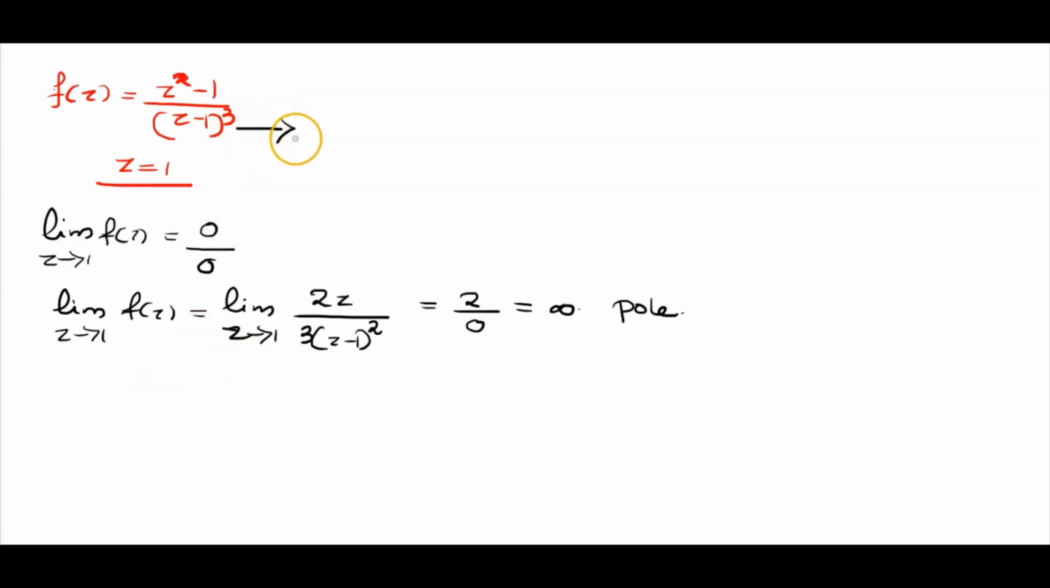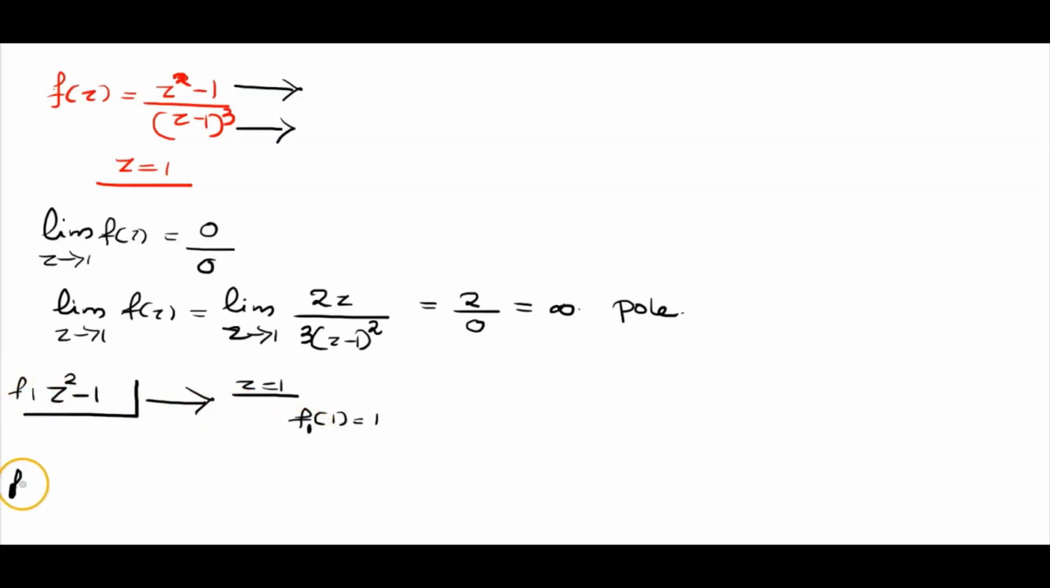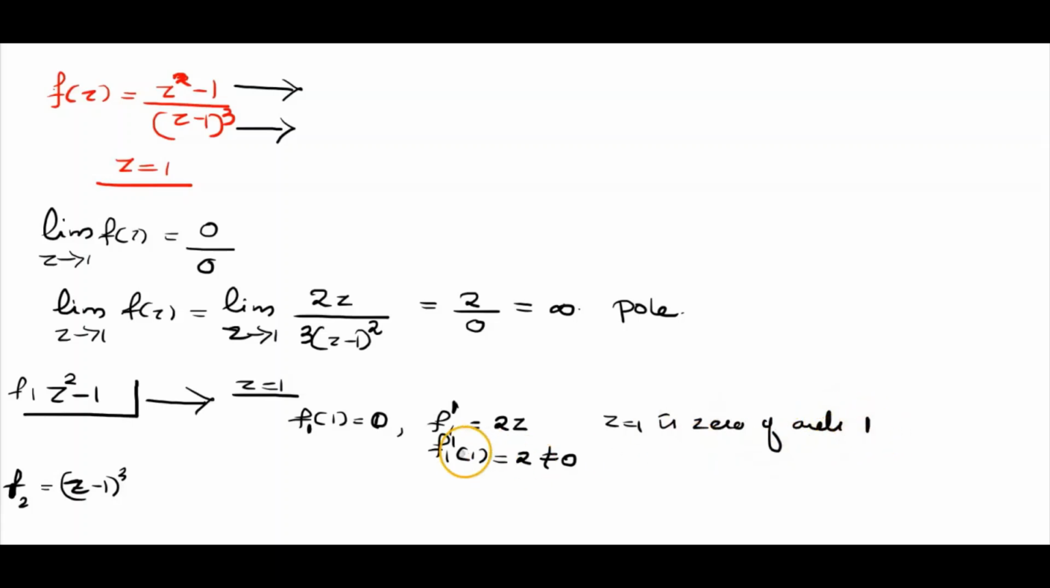Find the order of zero of the denominator and numerator. For the numerator, z square minus 1 is our numerator. For this numerator, z equal to 1 is a zero. If we put z equal to 1, this becomes 0. Now, let the numerator be f1 and the denominator, z minus 1 all cube, be f2. f1 of 1 is 0. Now let's take the derivative. Derivative is 2z, and at 1 the derivative is 2, not equal to 0. So z equal to 1 is a zero of order 1 for the numerator, meaning the first derivative is not equal to 0.